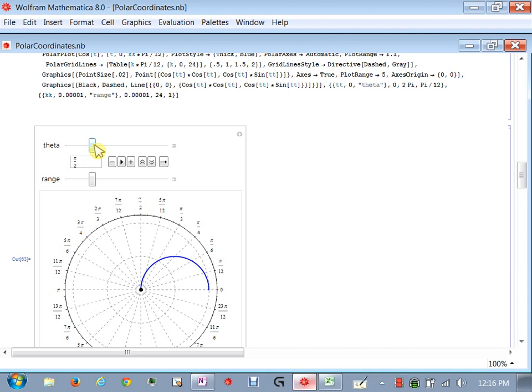This is where it gets really interesting. Let's just go to 3 pi over 4. What's cosine of 3 pi over 4? Cosine of 3 pi over 4 is negative root 2 over 2, which is about negative 0.707, something like that. So that means I'm going to rotate to what angle? 3 pi over 4.